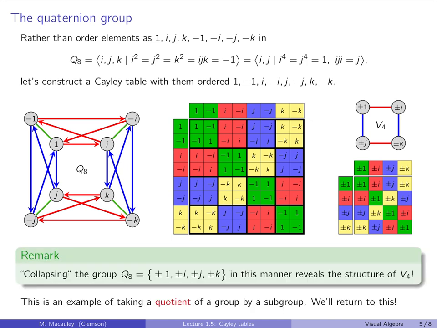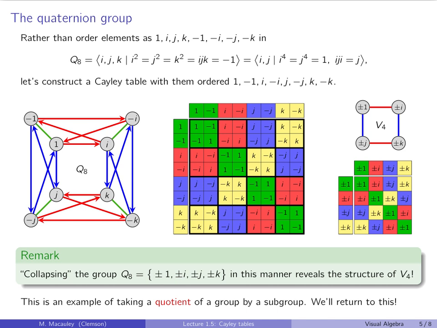Collapsing the group Q8 in this manner reveals the structure of V4. This is an example of taking a quotient of a group by one of its subgroups. In this case, the subgroup generated by -1. We will return to this.